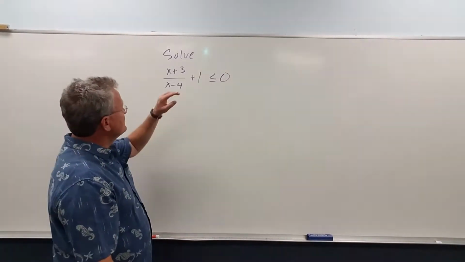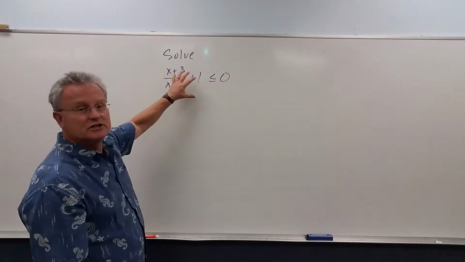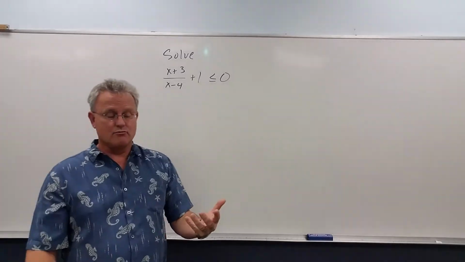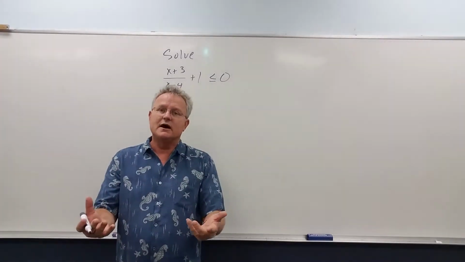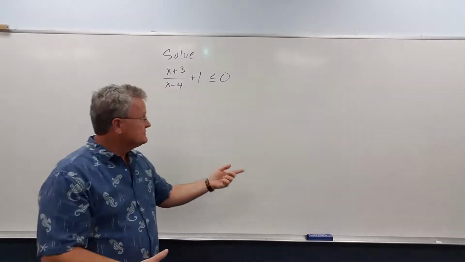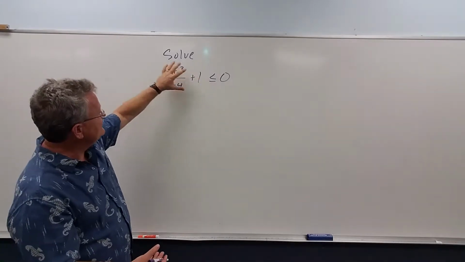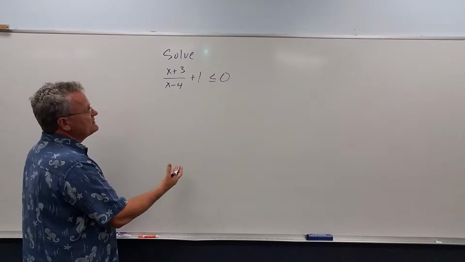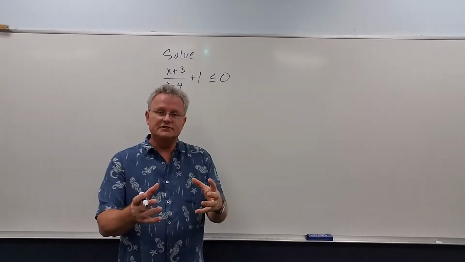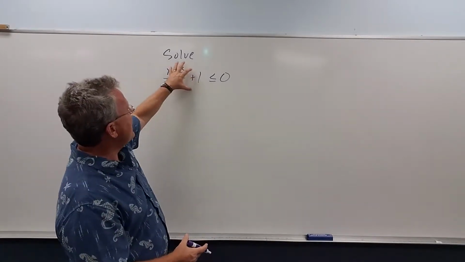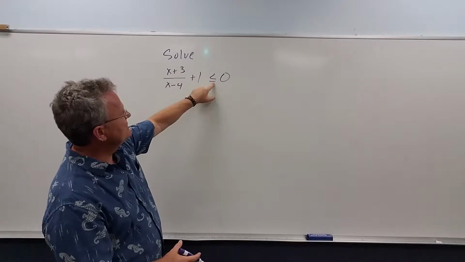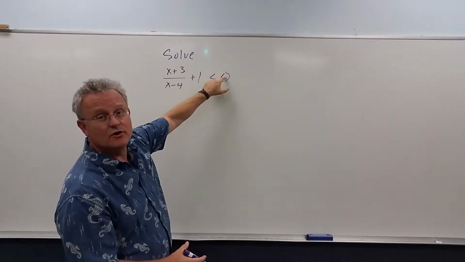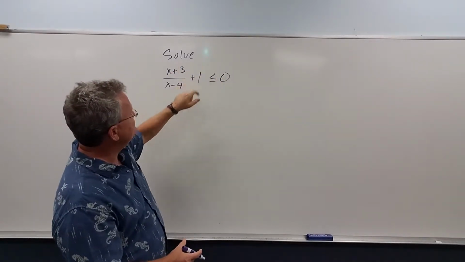In this example, we're going to solve a rational inequality. Remember, a rational number is a fraction. So we're talking about an inequality that has a fraction. That's all it is, a rational inequality. What we want to do to solve this is we want one fraction less than or equal to, and here we want a 0. So we want to add these together.